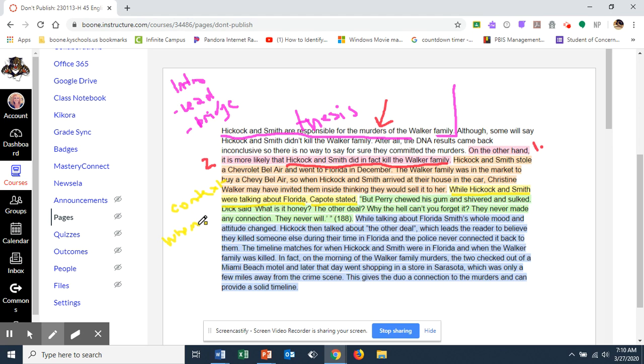Now this says Capote stated while they were talking in Florida. He didn't state this while they were talking. He stated this about this. So we could say, how could we say this?